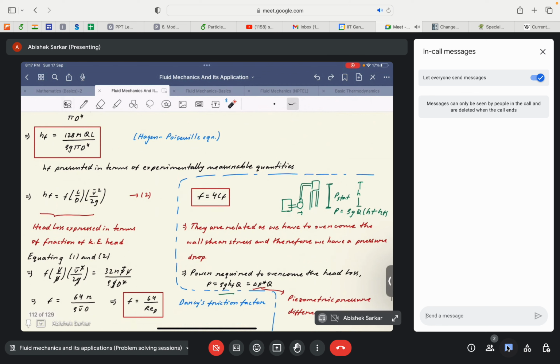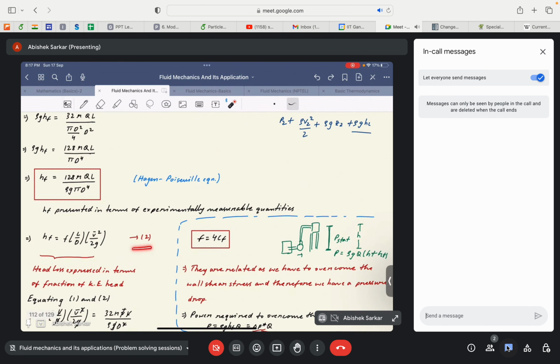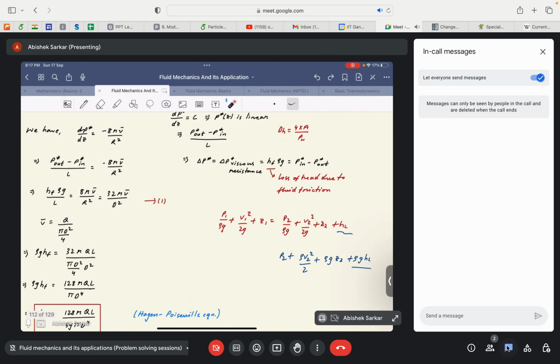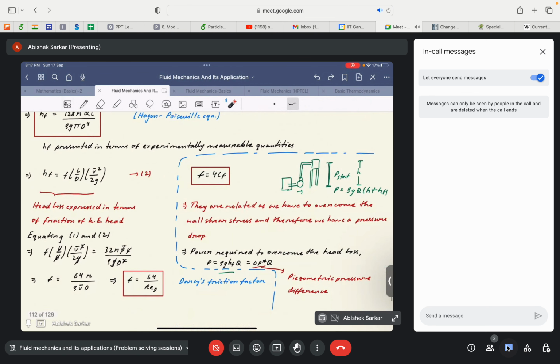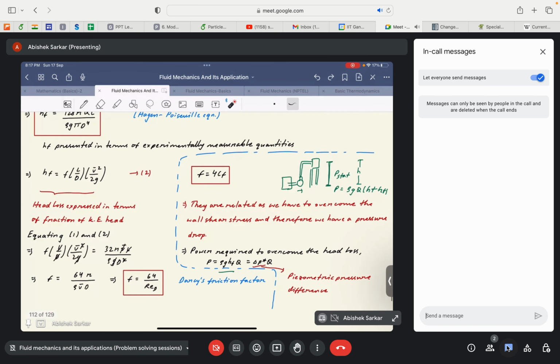Okay, so now if we equate these two equations, equation 2 and equation 1, we get that F is equal to 64 mu by rho Vd, or F equal to 64 by Red. Then you can clearly see that there is a relationship between this F and the Fanning friction factor, which is F is equal to 4CF. And as I told, CF is also related to fluid friction, because it was determined as a ratio of the wall shear stress and the kinetic energy per unit volume.